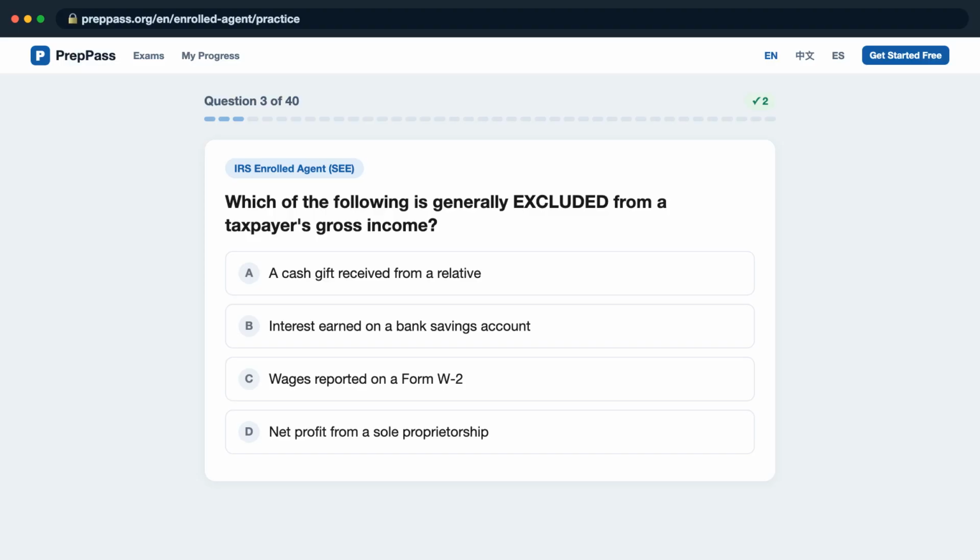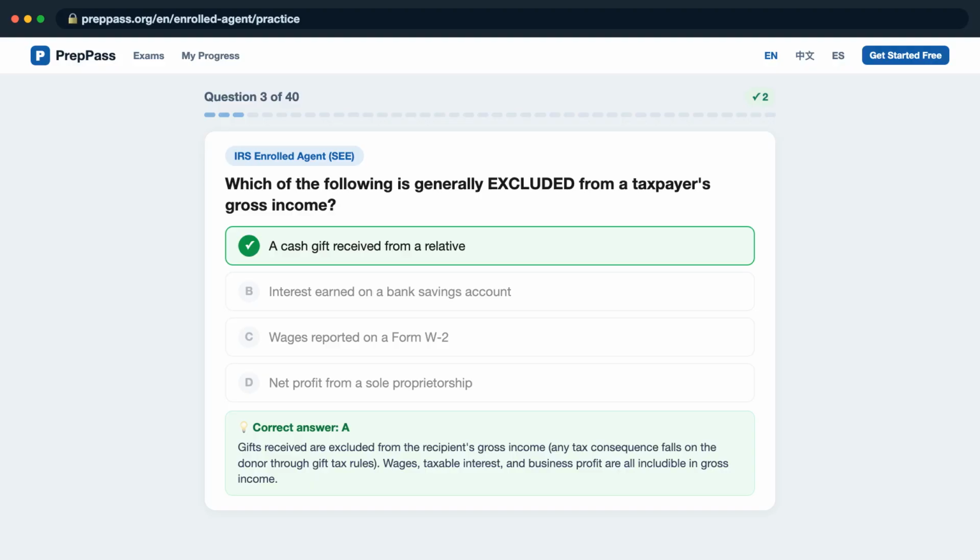Question 3. Which of the following is generally excluded from a taxpayer's gross income? Is it A, cash gift received from a relative? B, interest earned on a bank savings account? C, wages reported on a Form W-2? D, net profit from a sole proprietorship? The correct answer is A.